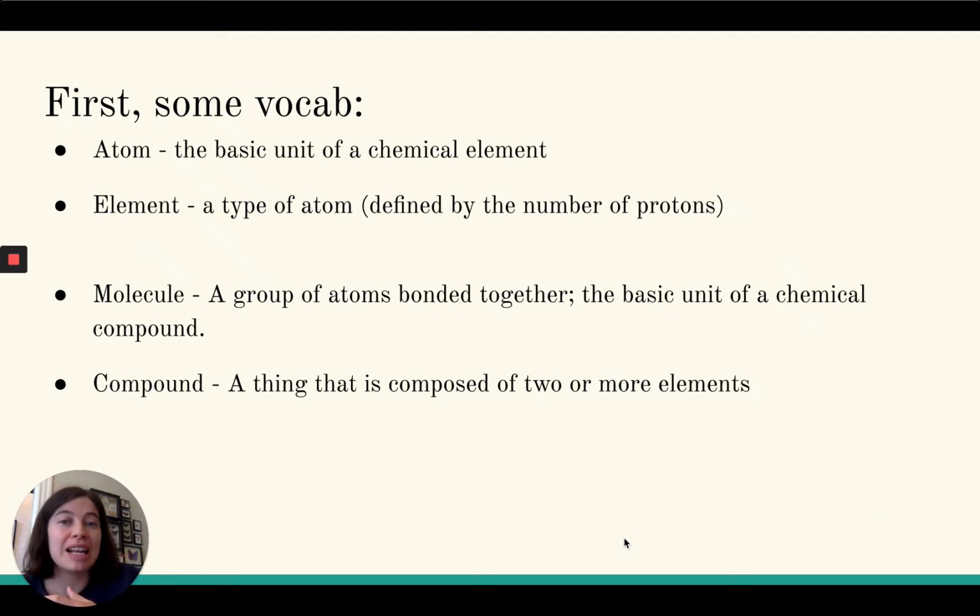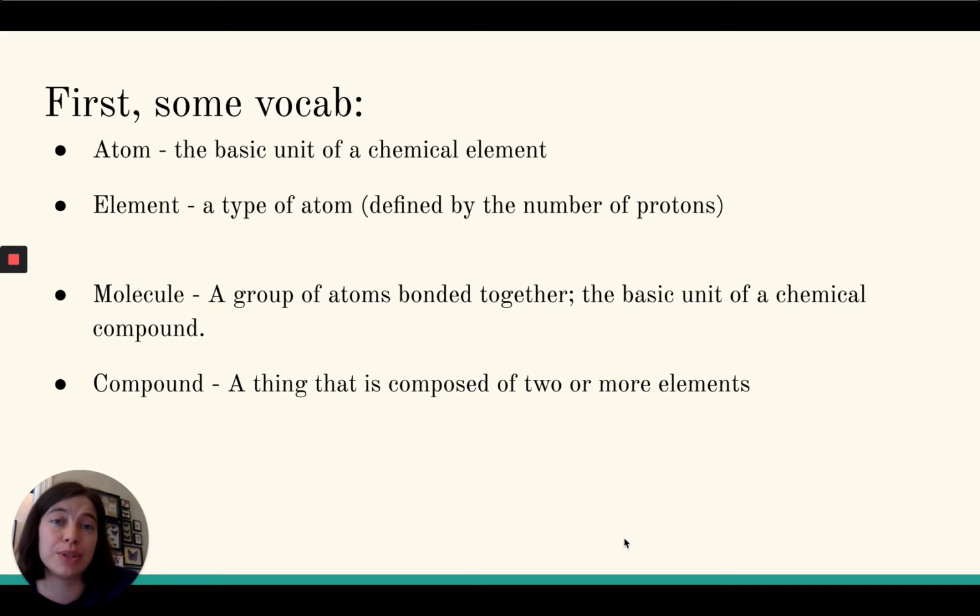If you've got an atom and it has 6 protons, it has to be carbon. Just because it has 6 protons, that is the thing that makes it carbon. So elements you can think of as types of atoms, and atoms you can think of as the smallest possible piece of an element that is still that element.